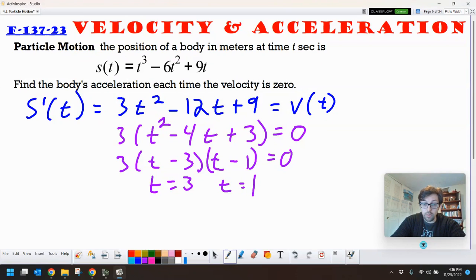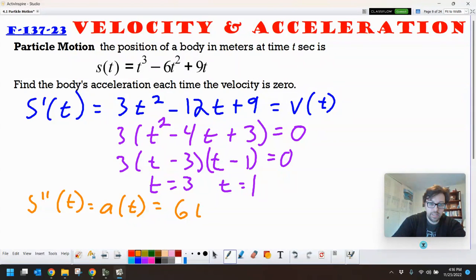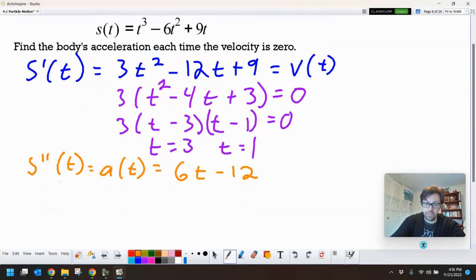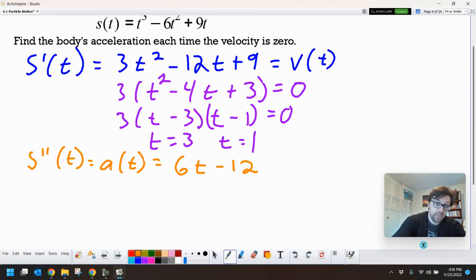Now we need to figure out what the acceleration of the particle is going to be. So that is s double prime of t. That is telling us the acceleration of our particle at any time. So that is going to be 6t minus 12 for our acceleration equation. So then we need to just put those two values into there.